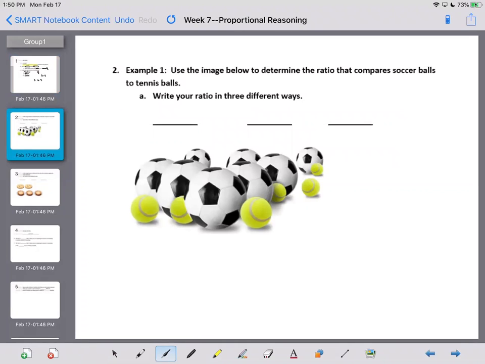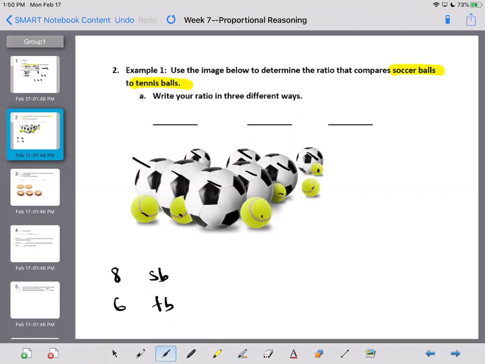This next one, just using the image to determine the ratios that compare soccer balls to tennis balls. Now notice we have a total of different sports balls here, but we're not asking about the total. We're looking at tennis balls compared to soccer balls, but then more importantly, look at the wording, determine the ratio that compares soccer balls to tennis balls. So we're going to start with soccer balls. So I need to know how many. Okay, so there's 1, 2, 3, 4, 5, 6, 7, there's 8. So there would be 8 soccer balls, and then how many tennis balls? So it'd be 1, 2, 3, 4, 5, 6.